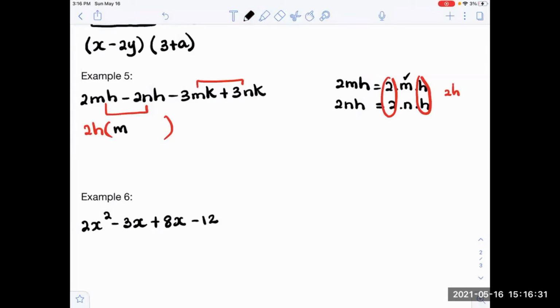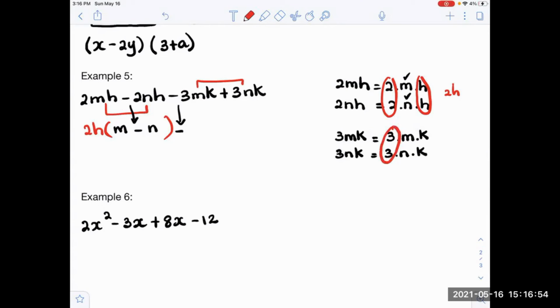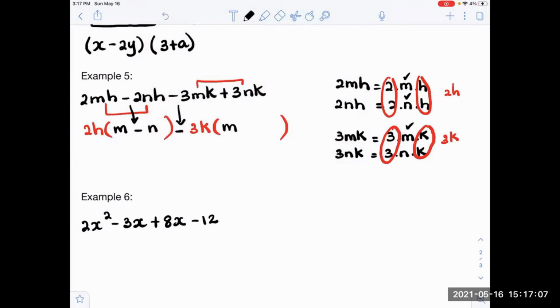m, I am keeping my negative sign, minus n. Here I am bringing down my negative sign. I have 3mk and 3nk. So I'll write them as a product of factors. 3 by m by k, 3 by n by k. 3 is common, k is also common. So 3k is a common factor. And whatever I did not circle goes right back in, m and n.